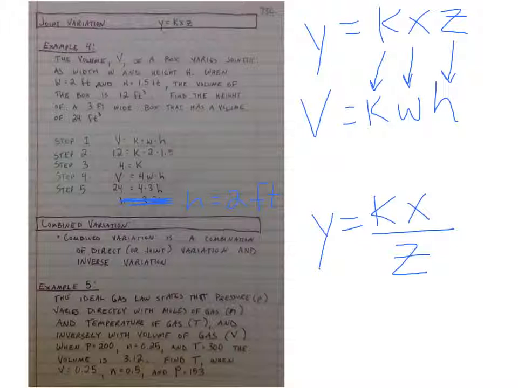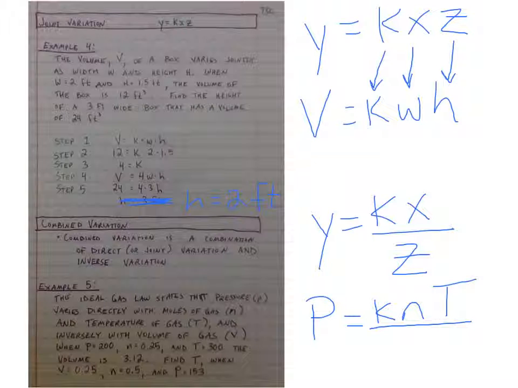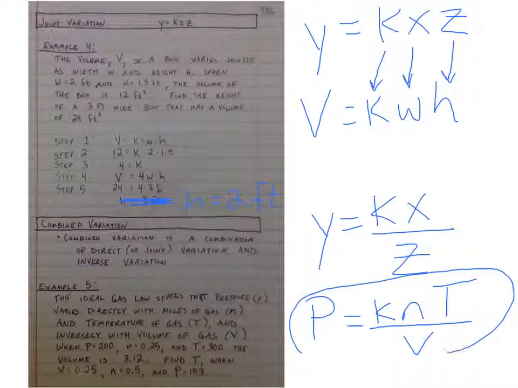You could say p varies directly with n and t and inversely with v. So there's several different ways we could write it. Example 5 actually, if I remember correctly, goes into this variation function. So let's take a look at example 5.